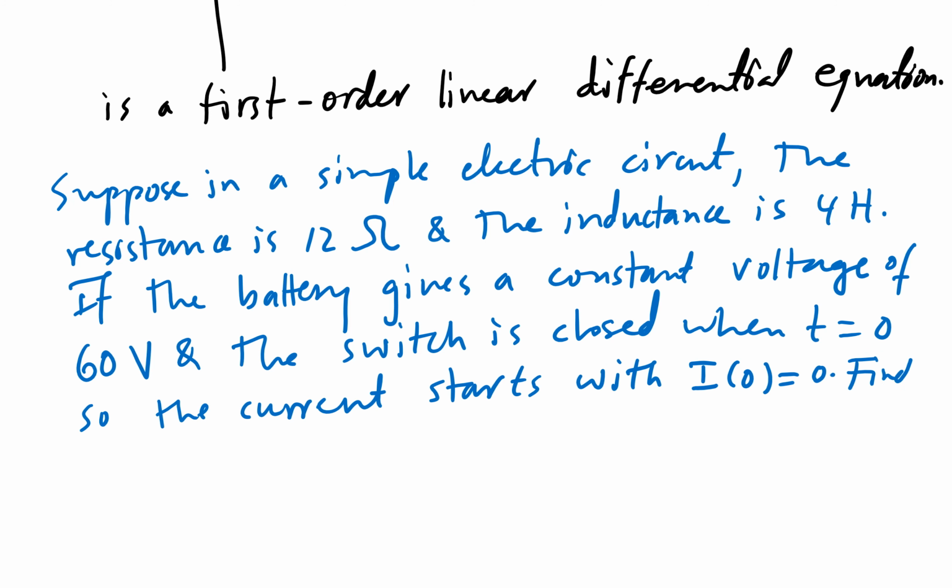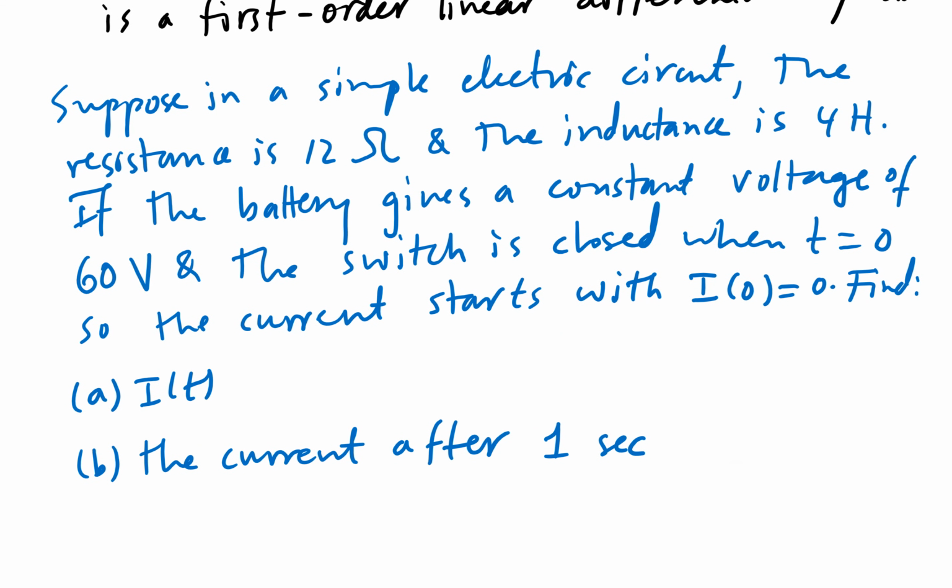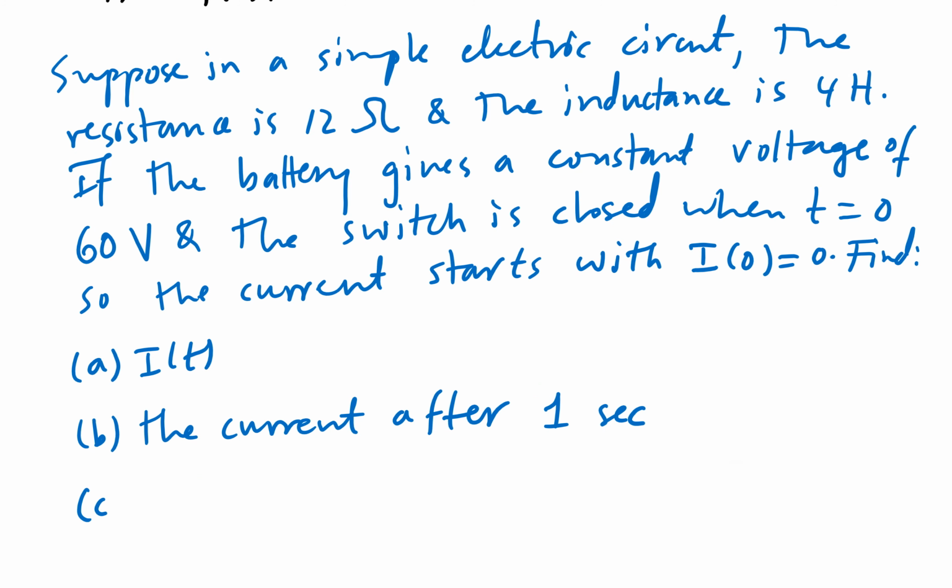Find part A, I of t. B, the current after 1 second. C, the limiting value of the current.